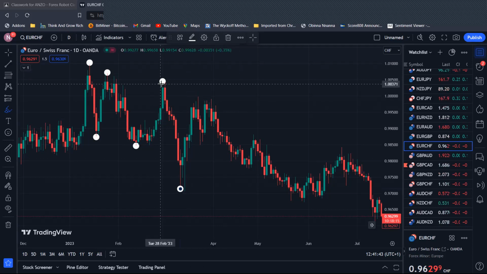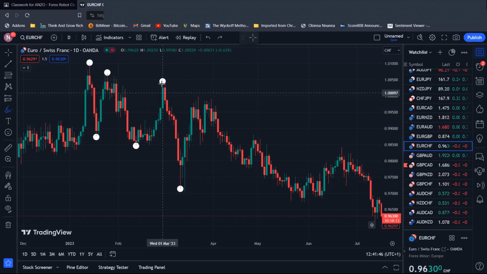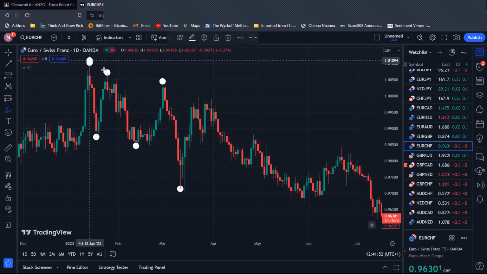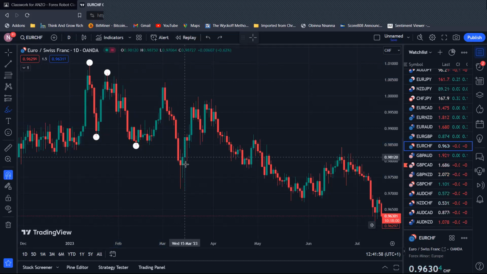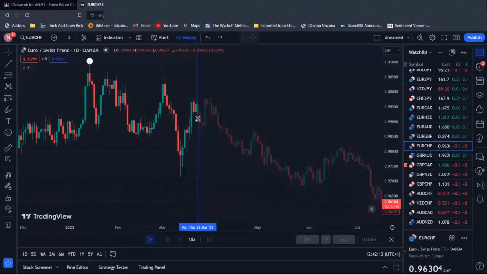Now, so let's take this leg, for instance, where price came from. So we've established, at this point, the fact that price is making lower highs, right? And lower lows, okay? So let's say we're looking at price at the live market, and this is where price is, somewhere like this.